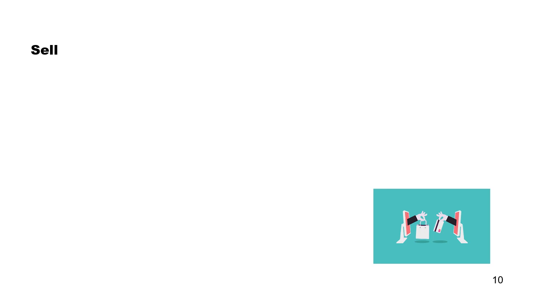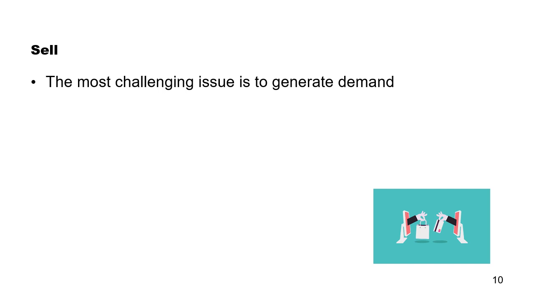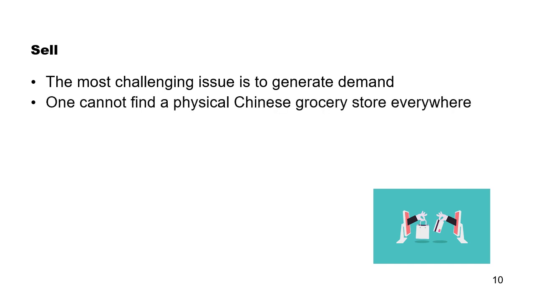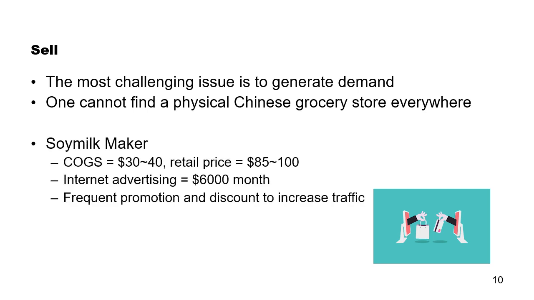The most challenging issue for online retailing is to generate demand. One advantage for Jack is that we cannot find a physical Chinese grocery store everywhere in North America. Still, it's easy to create an online store, so the competition is intense. Soy Milk Maker has a healthy gross margin. So Jack uses internet advertising, which costs about $6,000 a month, frequent promotion and discount to drive traffic to his store.